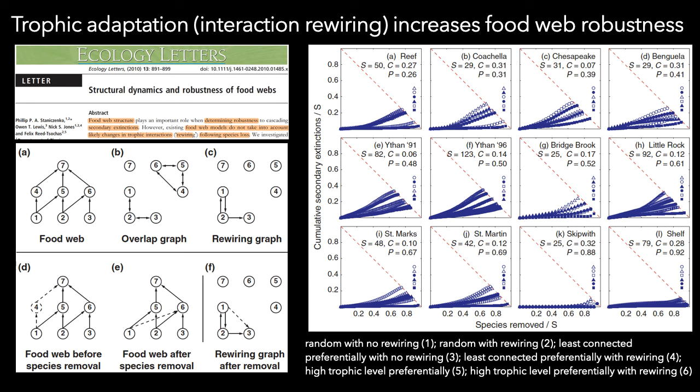On the right side of your display, the most important message of this plot is that this type of interaction rewiring substantially increases the robustness of the food web, and this is the case in all types of food webs, also in the random one, and regardless of the type of primary extinction that we use.